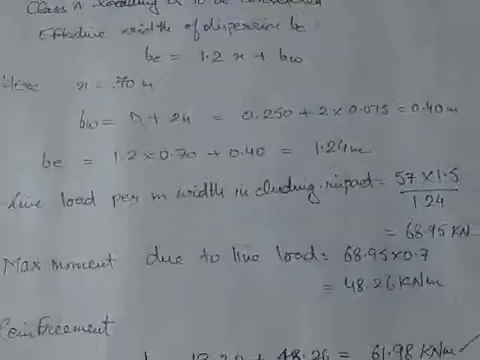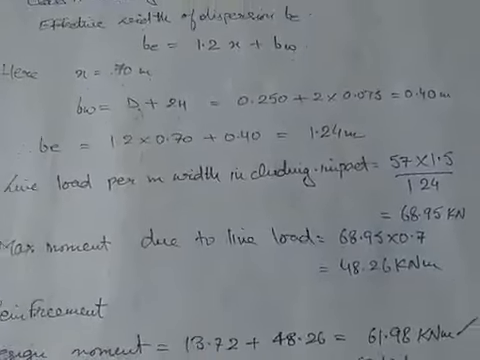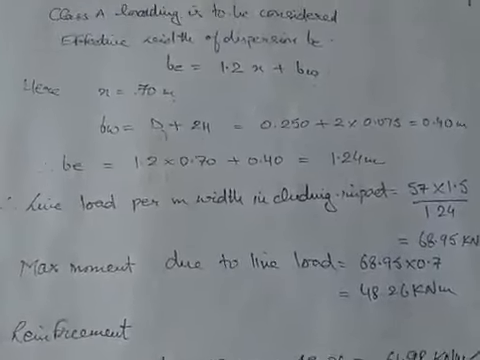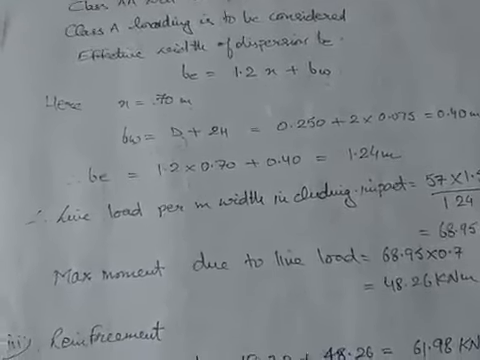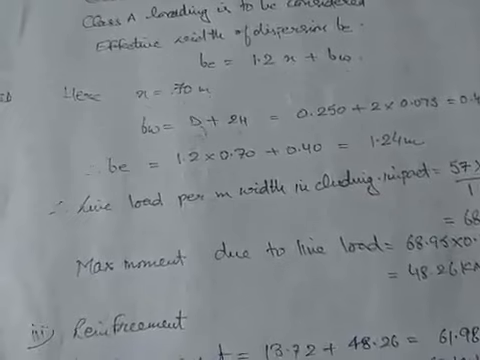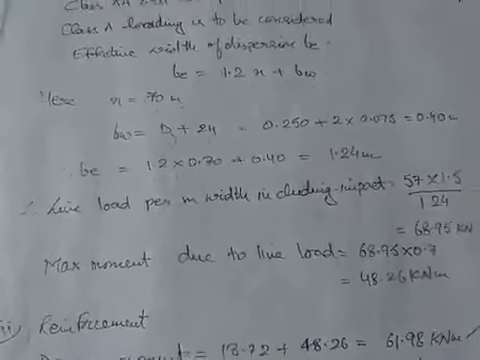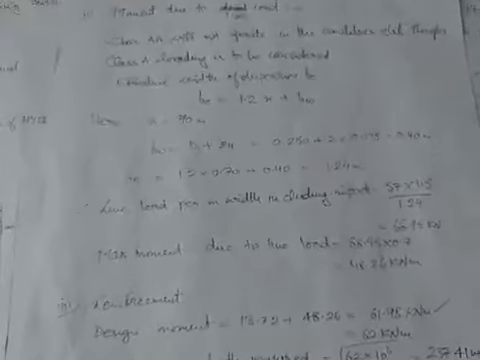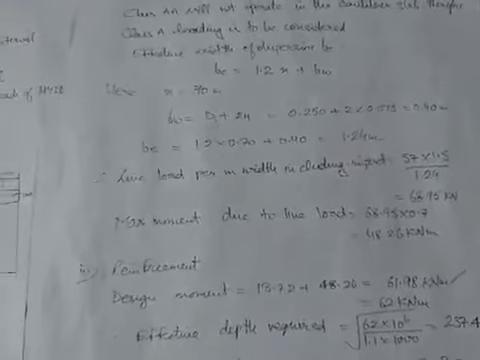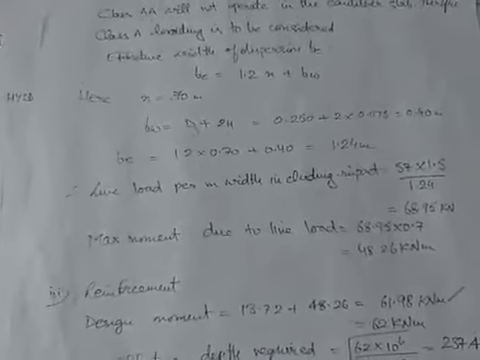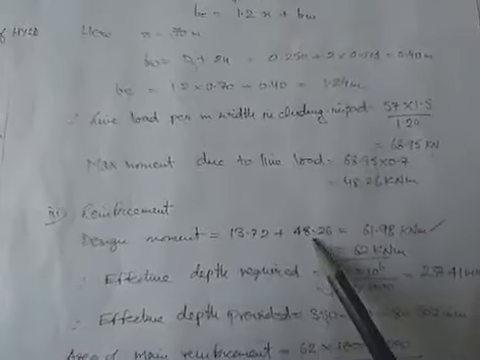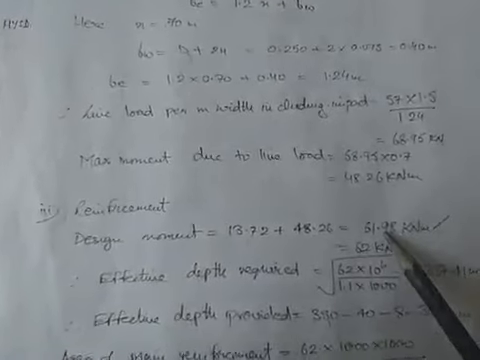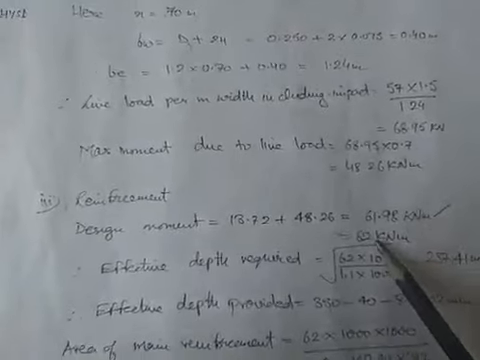Live load per meter width, including impact, will be 57 divided by the width into the impact factor. So 1.5 has been taken as the impact factor. So the maximum moment will be the load that is 68.95 kilonewton into 0.7. So that gives me live load moment as 48.26 kilonewton meters. Combining these two, I will get the design moment. So dead load moment plus live load moment is 61.98, approximately taken as 62 kilonewton meters.